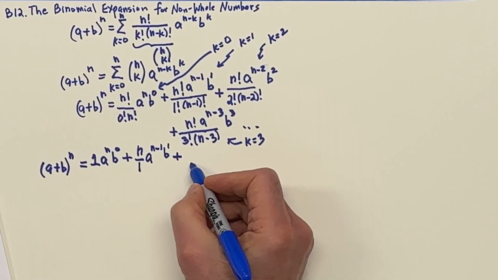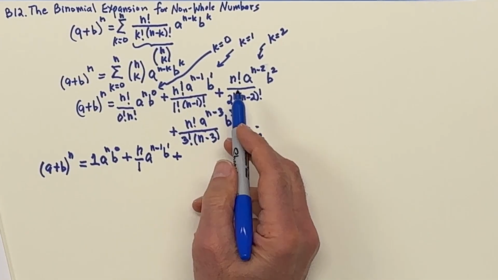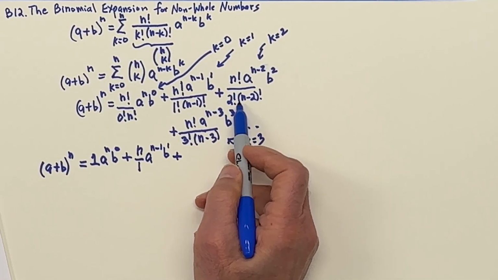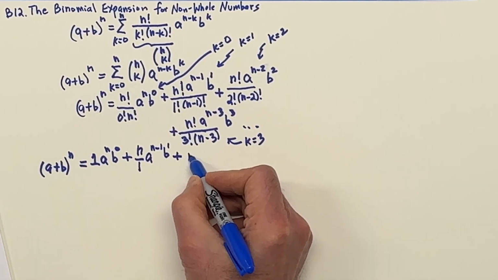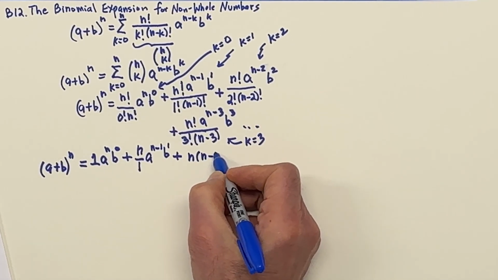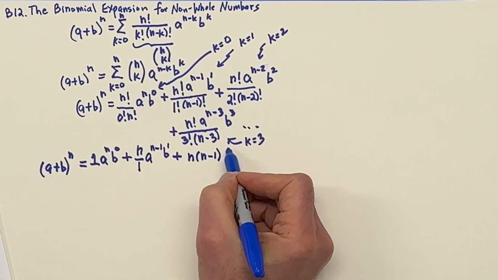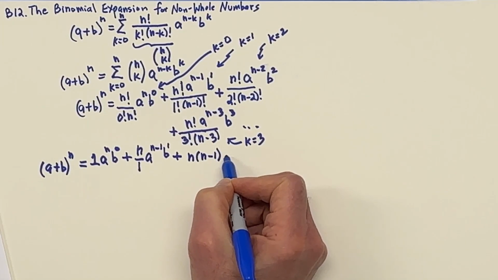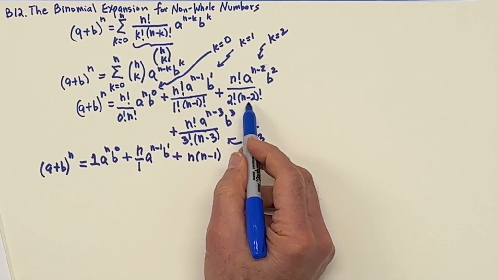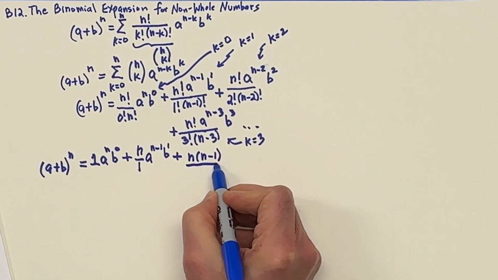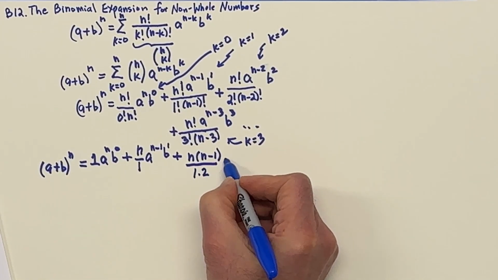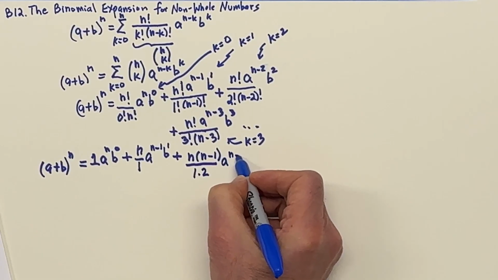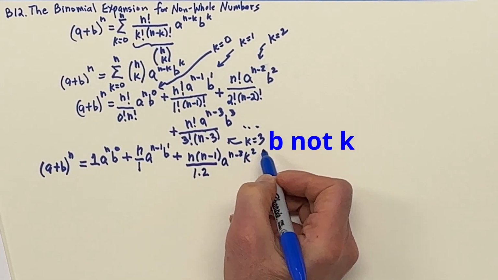Then for the next term, we'll have n factorial divided by n minus 2 factorial. You're just going to have n times n minus 1. Because the next term, n minus 2, and then et cetera, will cancel the n minus 2 factorial there. And here I'm going to have just 2. I'm going to put down 1 times 2 like that. And this is a to the n minus 2, b to the 2.